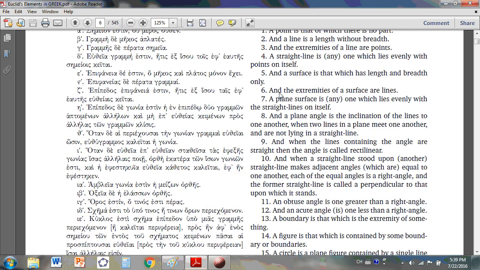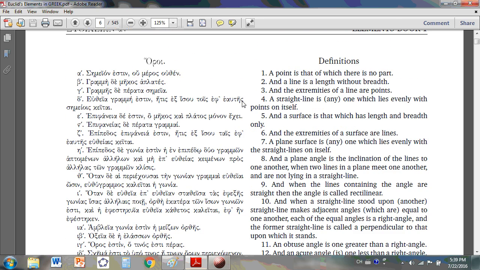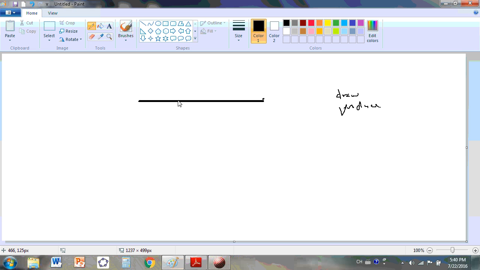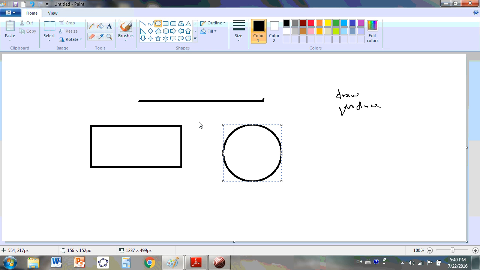If you just go back to the previous part in the definitions, it says, the line is a length without breadth. And of course in the original Greek it's grami ve mikos aplates. Okay? So really a line is a length without breadth. It cannot be anything like this. Okay? This is entirely wrong. It doesn't matter how thin you make that line, it's not a line. And this here is not a rectangle, and this here is not a circle.